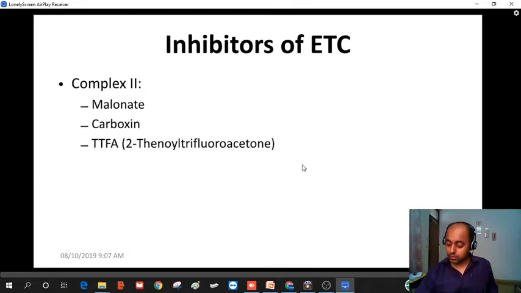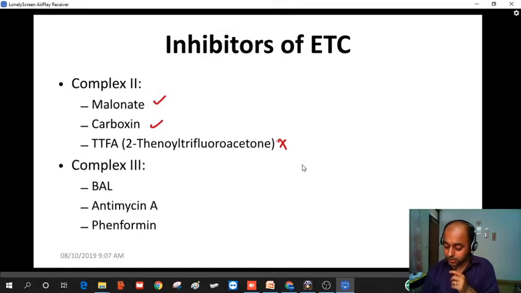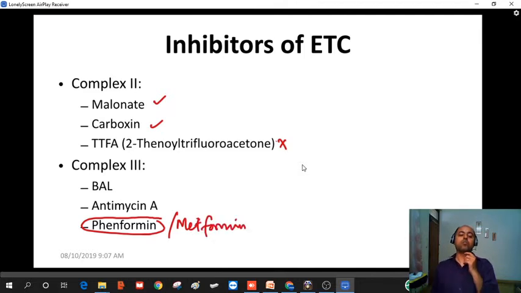If you don't remember this, then also it's okay. What you should focus on are malonate and carboxin. Again, not very important. What is very important is phenformin as an inhibitor of complex 3. You should remember phenformin is an inhibitor of complex 3. In addition, metformin is also an inhibitor of complex 3.